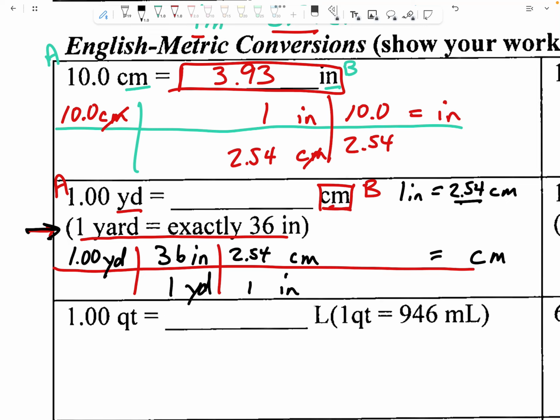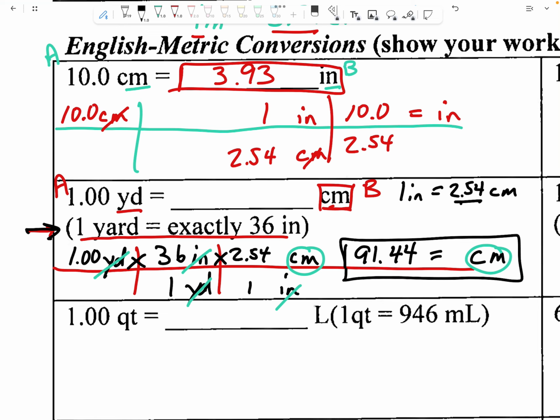So now we have a nice mathematical problem, but let's cross off our units to make sure we did this right. Yards cancels out, inches cancels out, and we are left with centimeters up there, which is what we really want. And so now it's 1 times 36 times 2.54, which I believe comes out to be 91.44 centimeters as an answer for that problem.